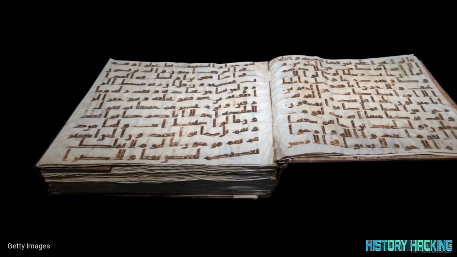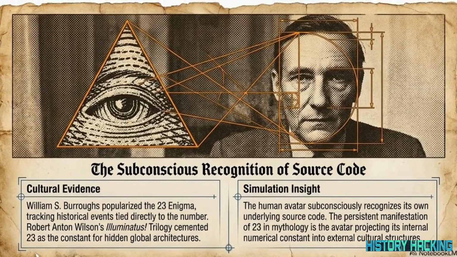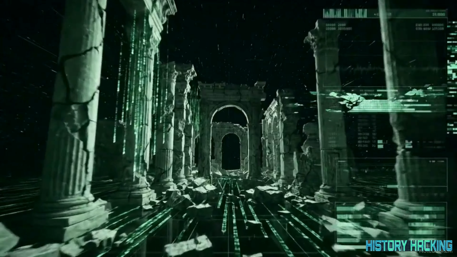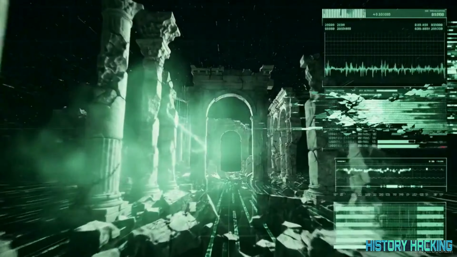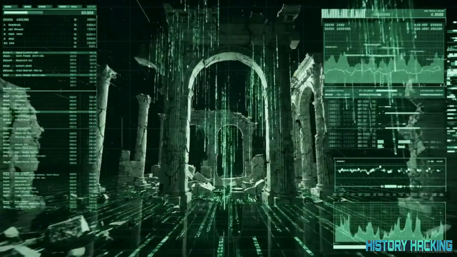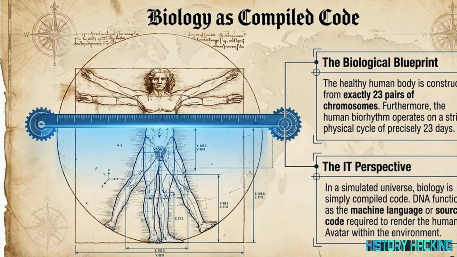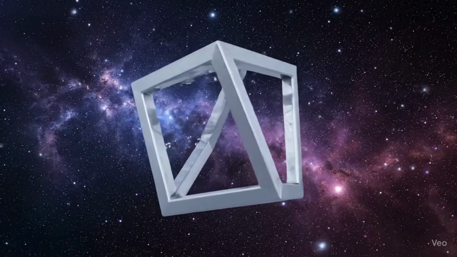These cultural patterns represent the avatar subconsciously recognizing its own source code, projecting an internal numerical constant onto external myths and structures. Ultimately, human beings and the entirety of ancient history operate exactly as lines of code executing inside a simulation. Looking closely at the Vitruvian man reveals the measuring tool of the programmer, the core integer of the engine.